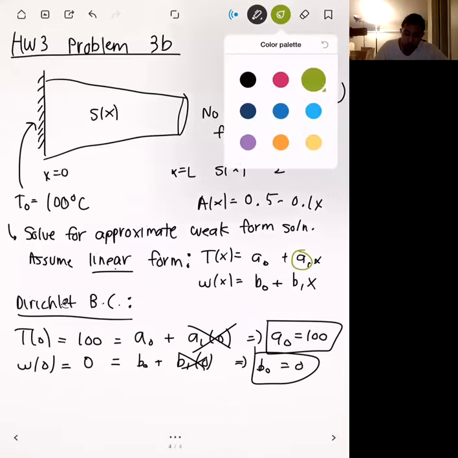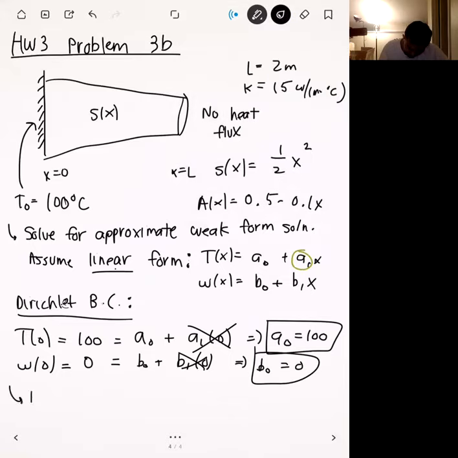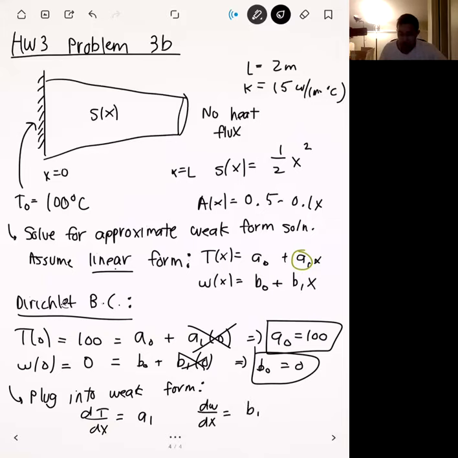The way we're going to solve for that is we're going to plug back into the weak form. Before we do that, let me compute the derivatives here. First we have dT/dx, which is just the derivative of our temperature function with respect to x, and this gives us a1. Next, we have dW/dx, which is the derivative of the weighting function with respect to x, and this just gives us b1. Now we're ready to start plugging into the weak form.